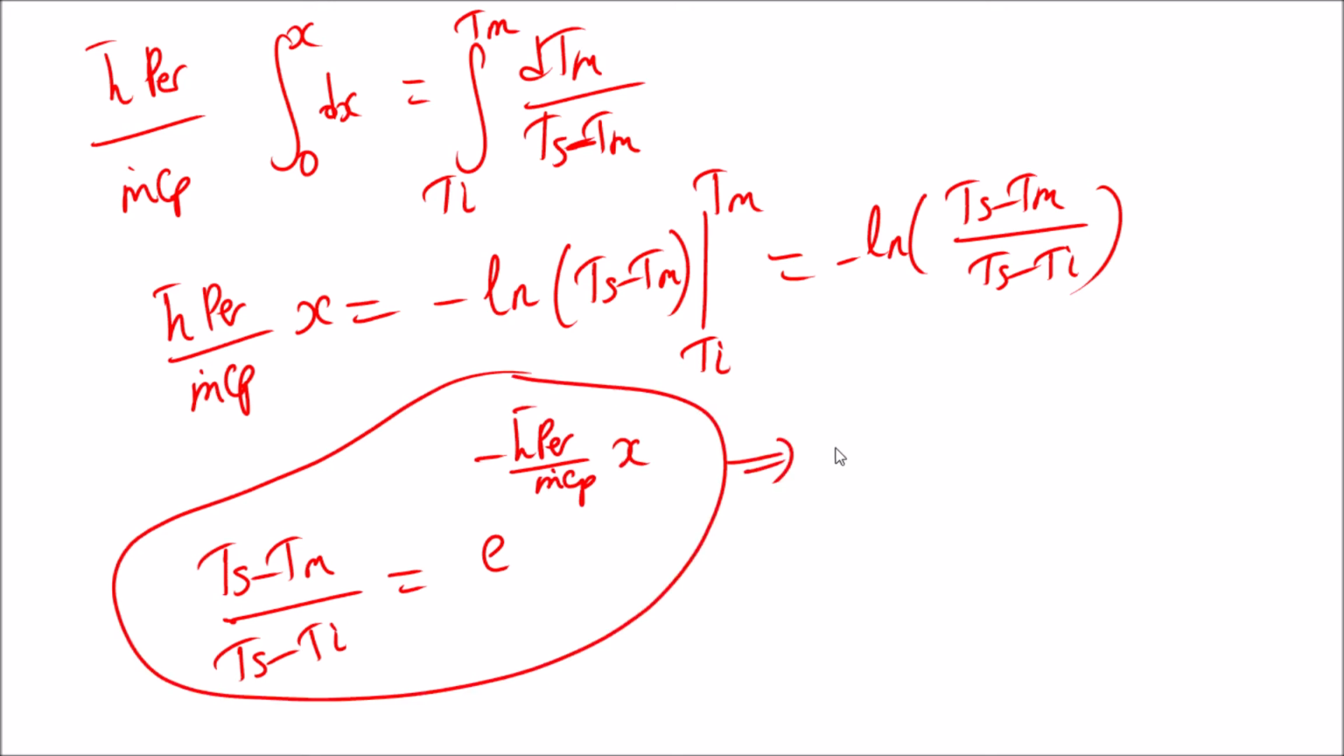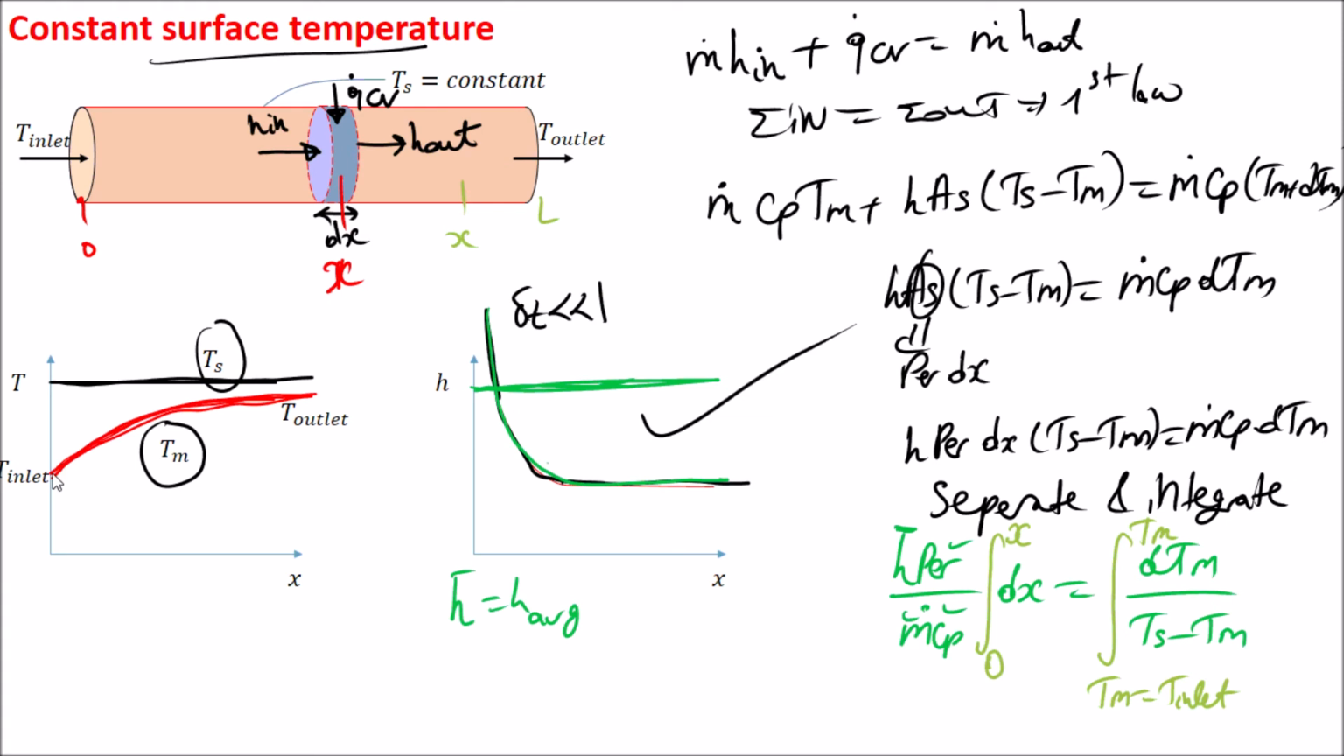And as you can see from here, Tm is exponential. Because Ts is constant, T inlet is constant, Tm is changing exponentially with x. Okay? Therefore, as you can see from here, the graph is an exponential graph.